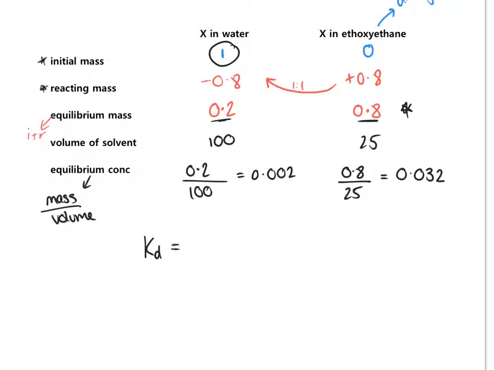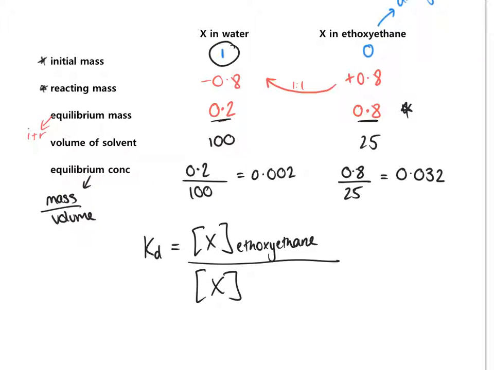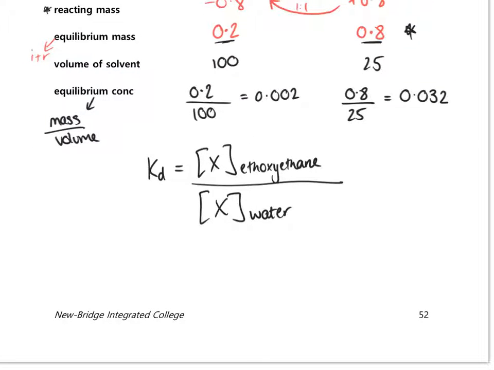So remember that Kd is going to be the concentration of X in your organic solvent, in this case ethoxyethane, over the concentration of X in your aqueous solvent, which in this case is water. Plugging in my values then, concentration of X in ethoxyethane is 0.032, concentration of X in water is 0.002, which gives me a value of Kd as 16. And we can tell from this value that X is far more soluble in ethoxyethane than it is in water.